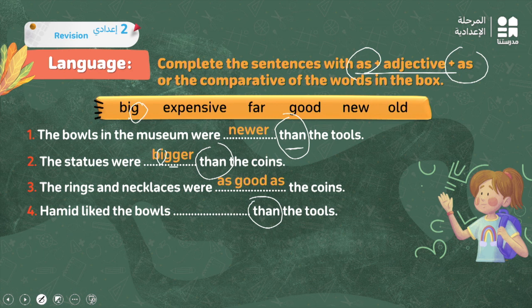Number 4, Hamid liked the bowls spaced than the tools. Than means a comparative case. So here, I add better than. Why didn't I add er to good? Because I told you last time, good and bad are irregular forms of comparative cases. ما ينفعش أحط gooder or badder. This is totally wrong in English. I shall say better than or the best if I'm talking about the best thing.